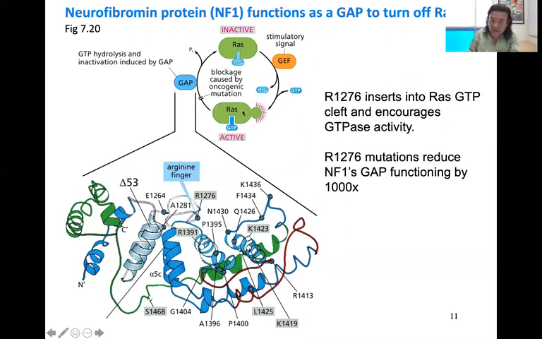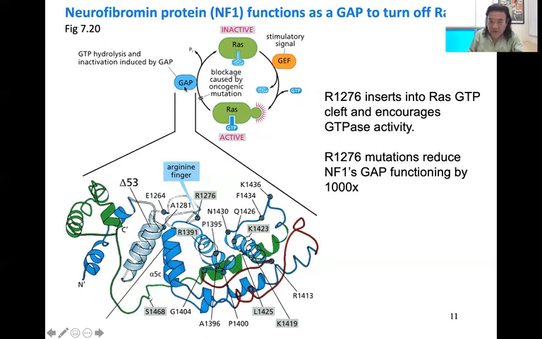Remember, RAS, when it's bound to GTP, it is active, right? But RAS has the ability to cleave the GTP, turning the GTP back to GDP, in which case RAS is turned off. And we already learned the longer RAS stays in its GTP-bound state, the longer it can signal, and therefore the stronger the oncogenic signals that RAS is driving.